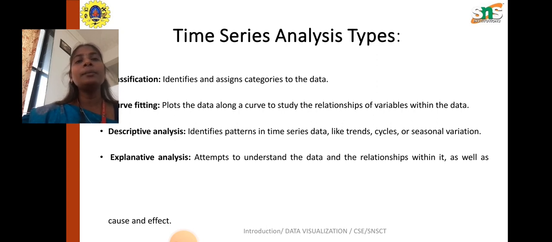The next one is explanative analysis. Here we attempt to understand the data and the relationship within it, as well as cause and effect. If I take this value, this may happen. If I take this, something else may happen. That is called cause and effect.